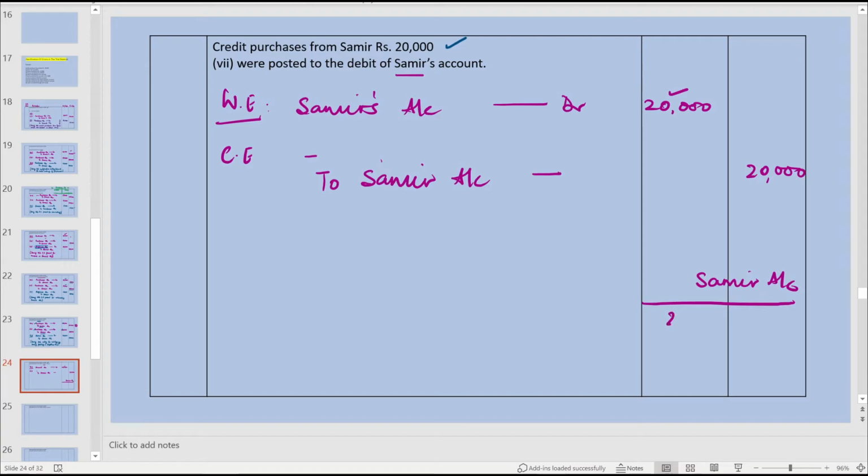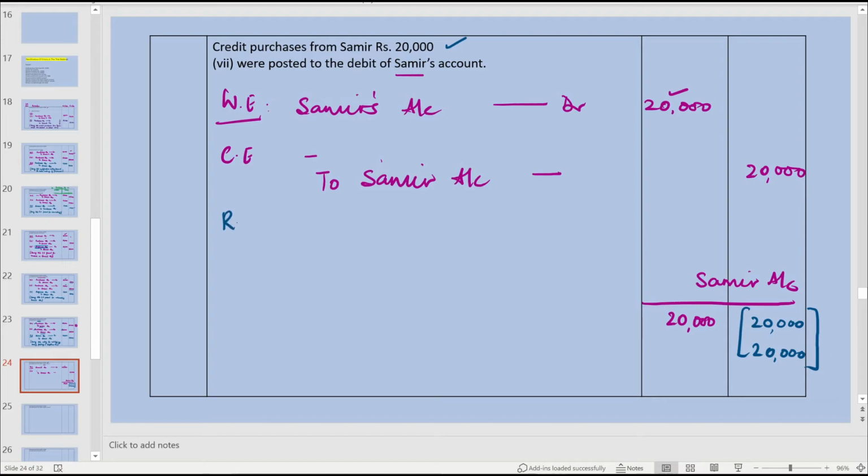Samir's account, they have debited by 20,000, but it should have been credited. The correct entry is crediting. So I am going to credit this by 20,000, but it will nullify. So I still have to show 20 more to give me the balance of 20,000. So inevitably, I'm going to credit Samir's account with 40,000 rupees.